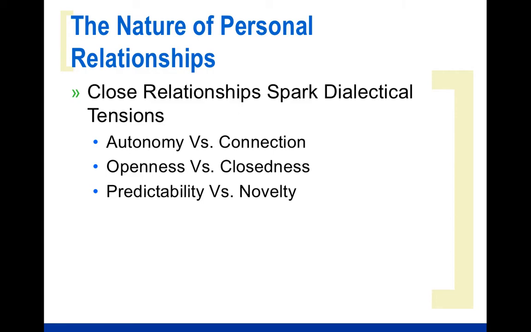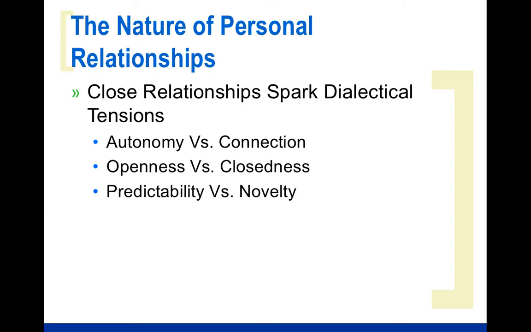And finally, predictability versus novelty within personal relationships. We want to have a sense of stability and predictability with our relationships. We don't want our friends and our romantic partners to be constantly out of left field, hard to predict or hard to understand or hard to interact with or hard to figure out. But at the same time, we don't necessarily always want things to be stagnant and routine and repetitive over and over again. So we do want a little bit of novelty as well.